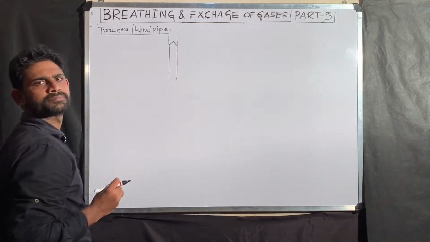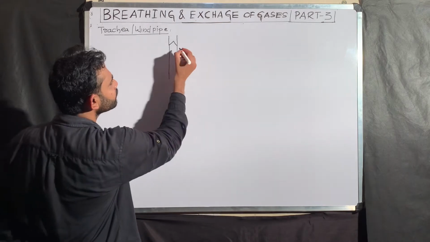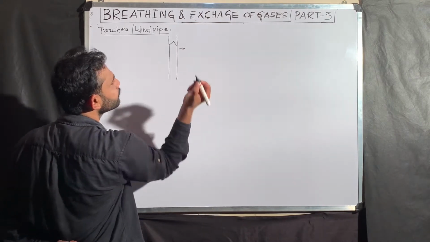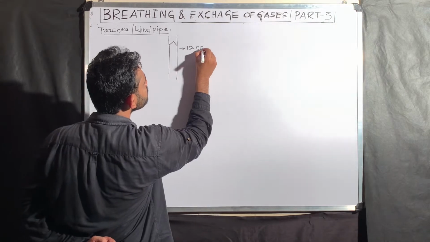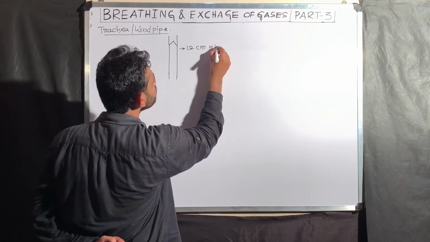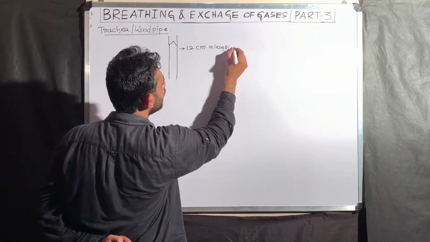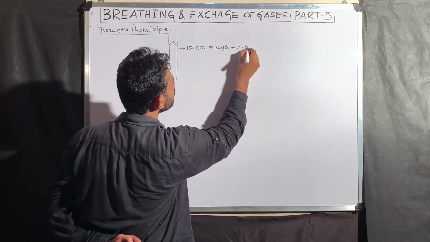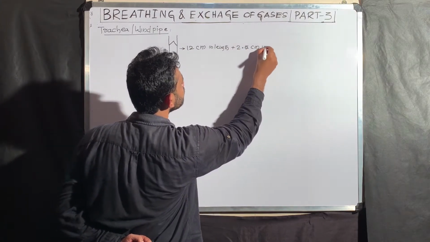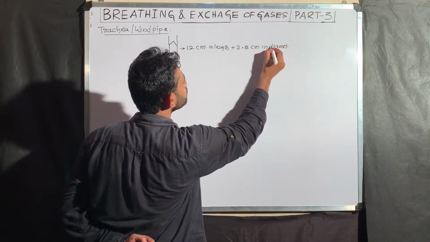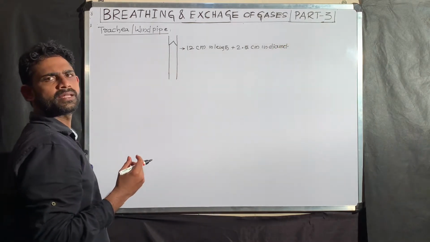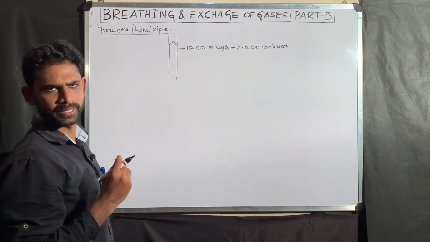The first point I am going to tell about the trachea is that it is about 12 centimeters in length and 2.5 centimeters in diameter. Okay, 12 centimeters in length and 2.5 centimeters in diameter.